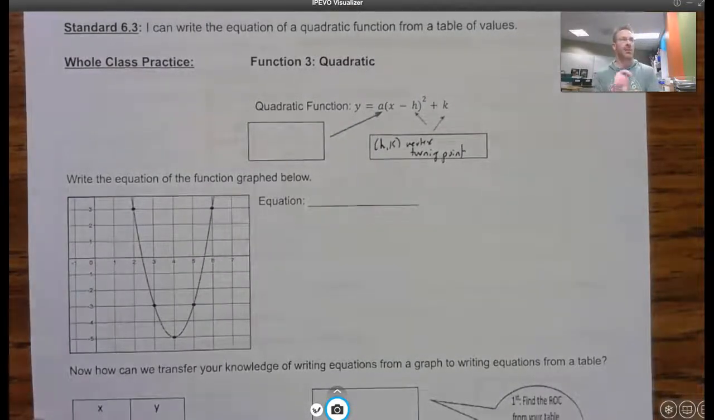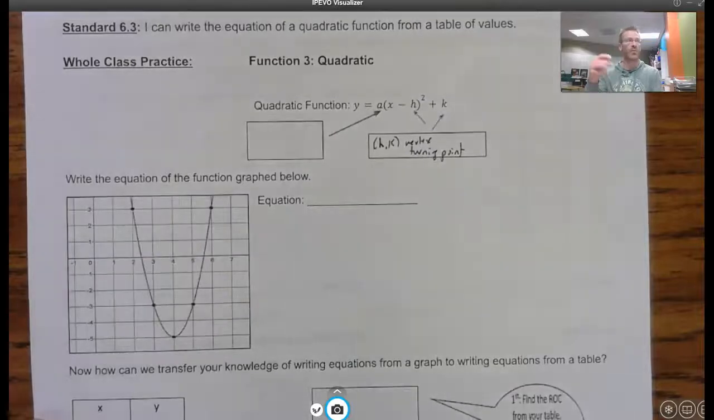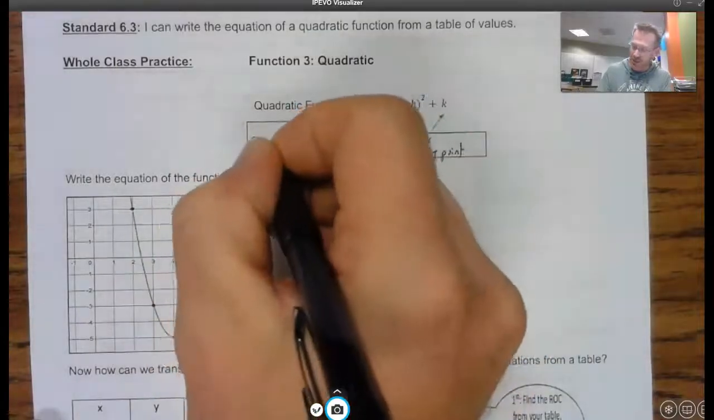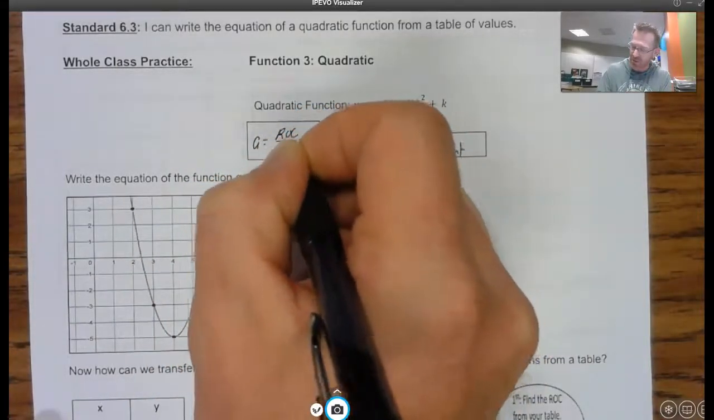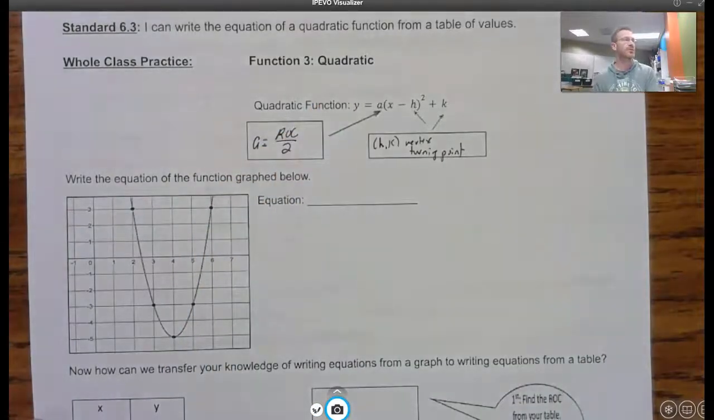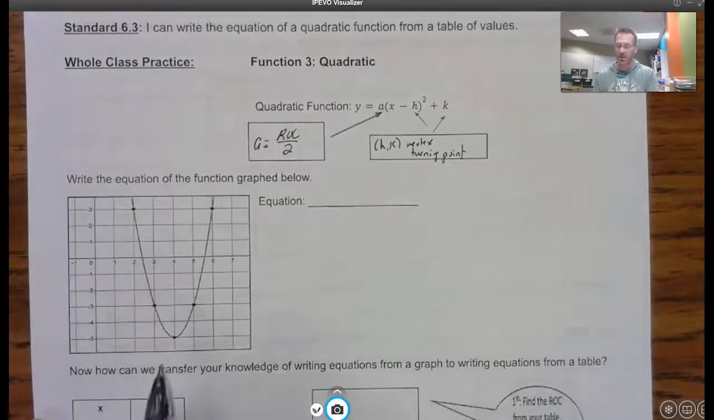Now, the a value is what's different, and this is maybe where you don't remember the pattern. So I'm going to give this to you, and hopefully as we look at our quadratics and their tables, this will come back to you. Our a is actually equal to the rate of change divided by 2. A is equal to the rate of change divided by 2. Just like we did last time, pause the video, write the equation of this quadratic from the table, flip the video back on, and we'll see how you did.